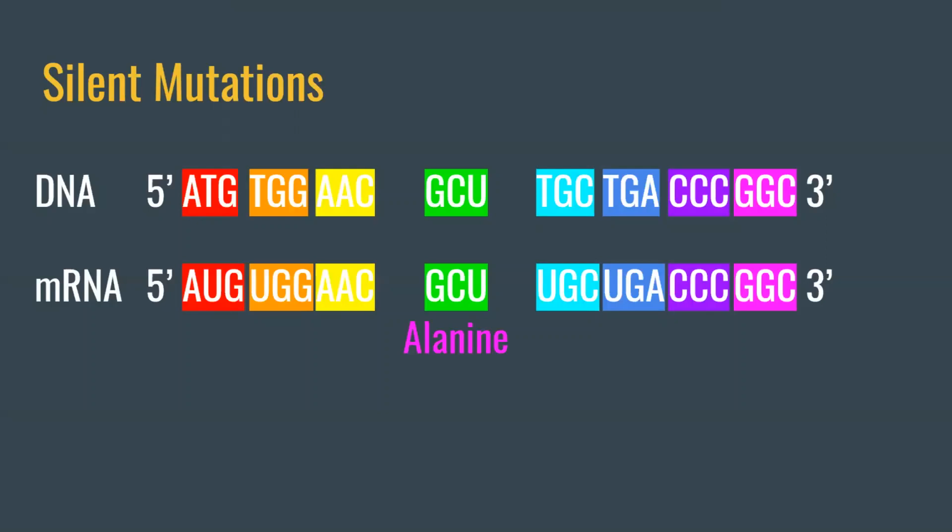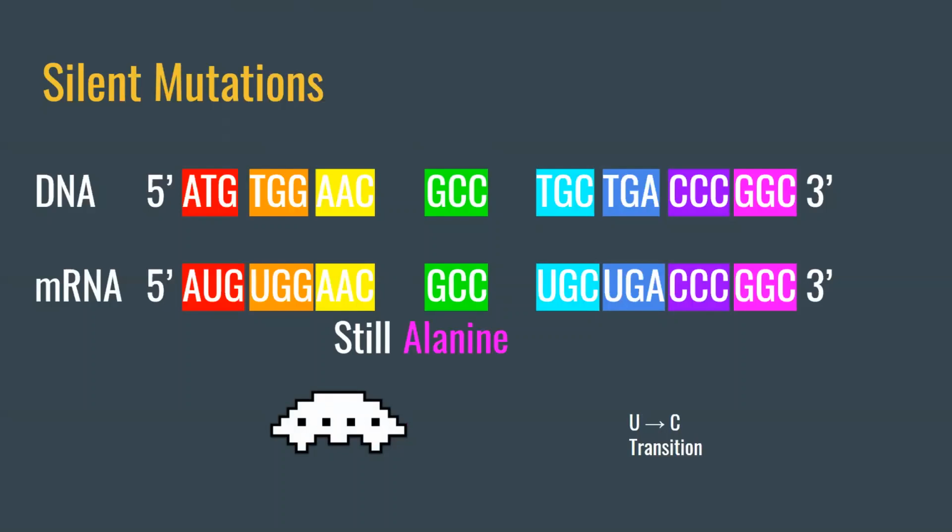We can show this by changing the codon GCU, which codes for alanine, into GCC, which still codes for alanine, and would cause no change in protein products. As this is changing a pyrimidine into another pyrimidine, this would be a transition.